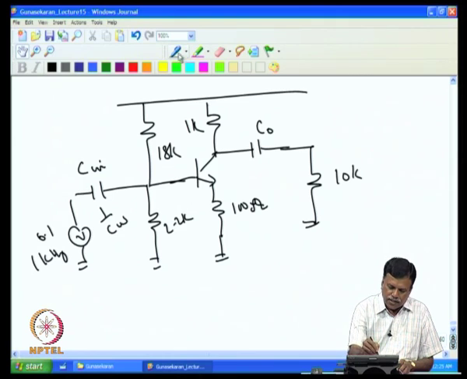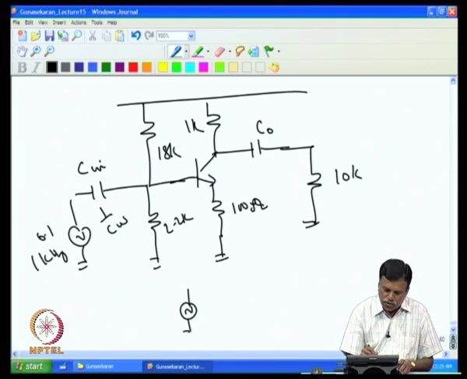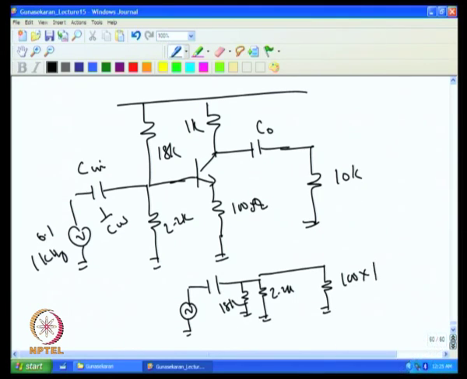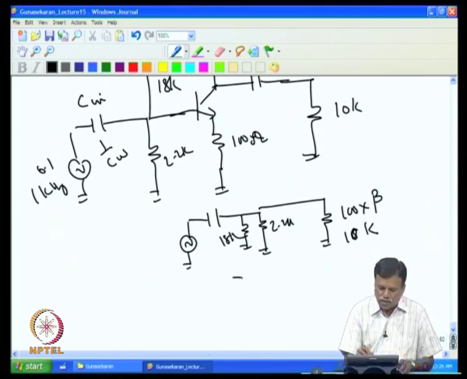So, you have this source with this impedance, then you have the 2.2k parallel 18k, and then parallel this 100 into beta, that is actually 10k. In this case, 2.2k is dominant, because the 10k and 18k are much higher than this 2.2k. So, one can take roughly 2k as the input impedance of the source. So, we take this as equivalent to 2k.